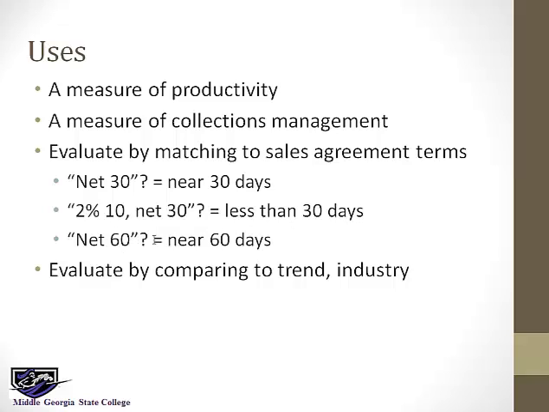If your terms were net 60, which is often true if you're selling to the government, because that's what they require, then having days be closer to 60 would be acceptable. So it does depend on what the sales agreement was, what the sales terms were. You can also evaluate this ratio based on the trend over time, and also to the competitors in the industry, which probably have similar sales terms.